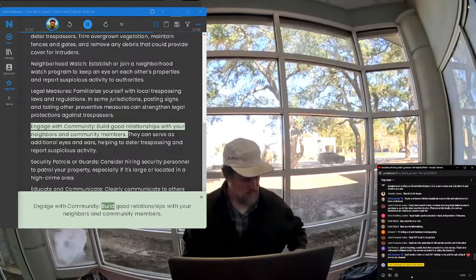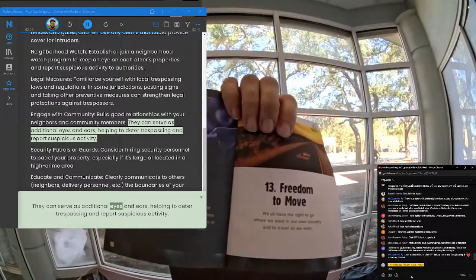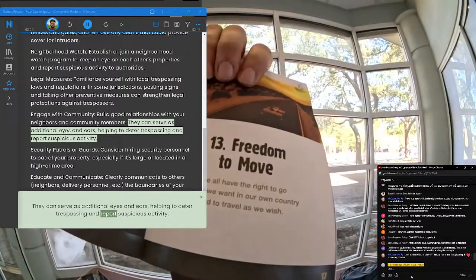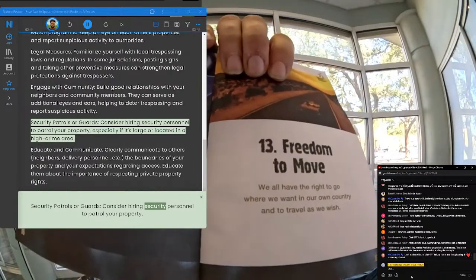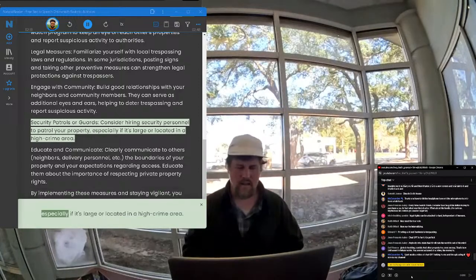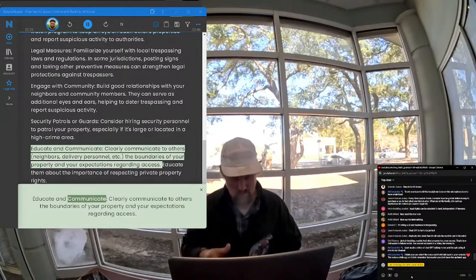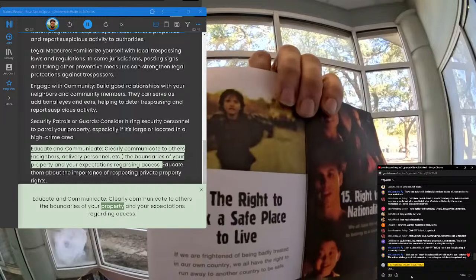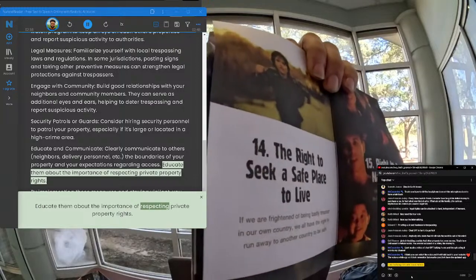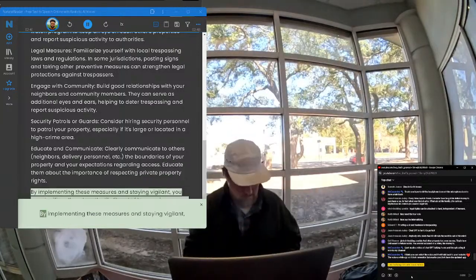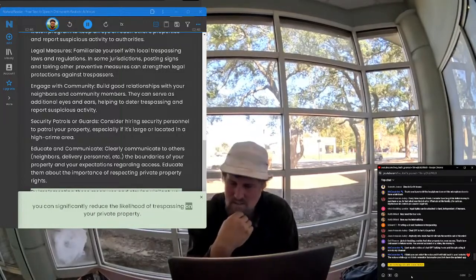Engage with community, build good relationships with your neighbors and community members. They can serve as additional eyes and ears, helping to deter trespassing and report suspicious activity. Security patrols or guards. Consider hiring security personnel to patrol your property, especially if it's large or located in a high-crime area. Educate and communicate. Clearly communicate to others the boundaries of your property and your expectations regarding access. Educate them about the importance of respecting private property rights. By implementing these measures and staying vigilant, you can significantly reduce the likelihood of trespassing on your private property.